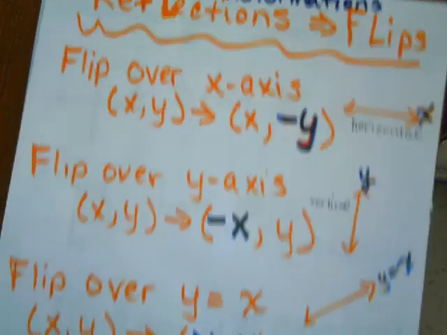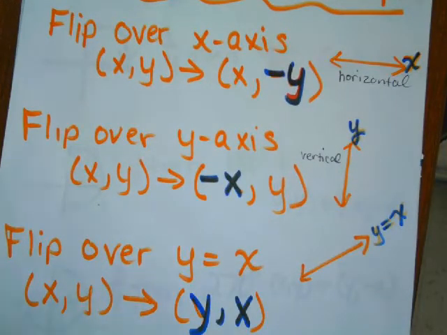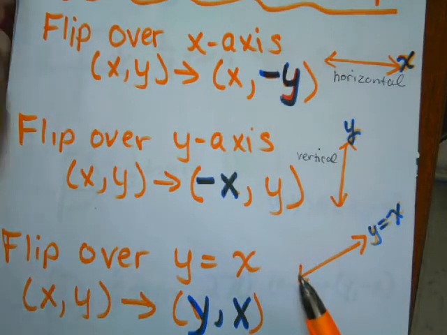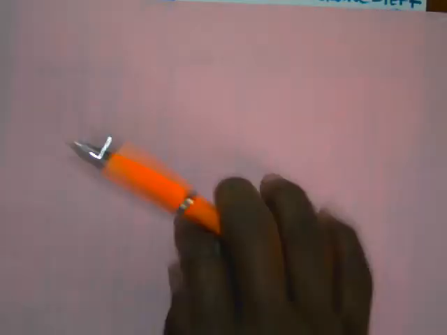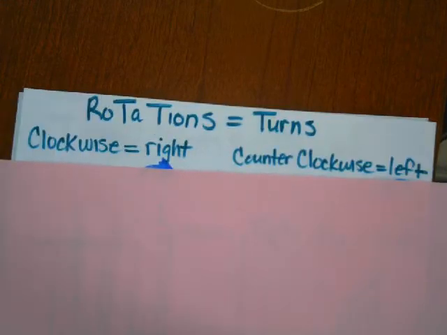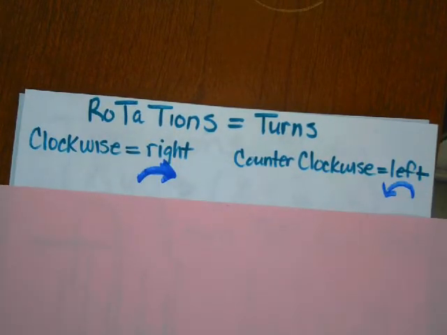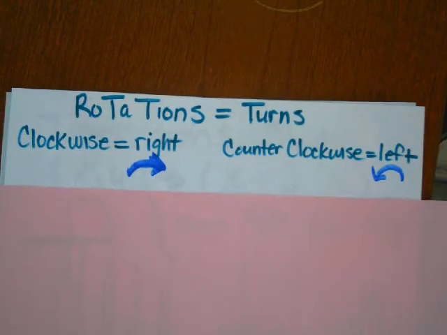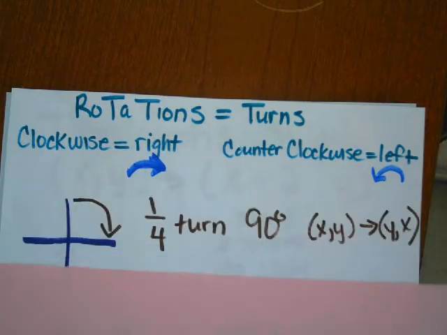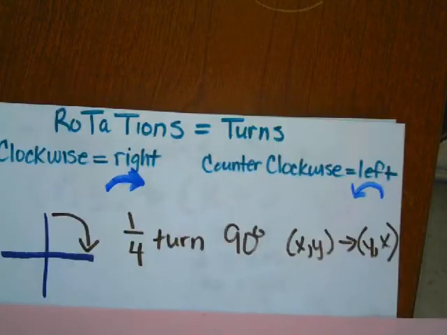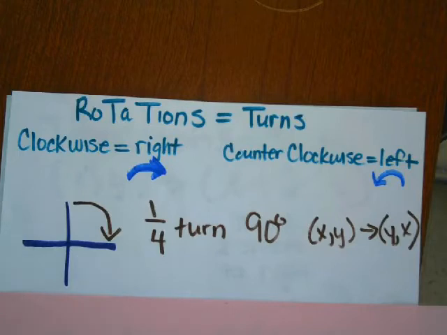Okay, that's reflections. Next are rotations. Remember, rotation means turn. So when we go clockwise, clockwise means I'm turning to the right. Counterclockwise means we're turning to the left. A quarter turn means I'm turning 90 degrees.